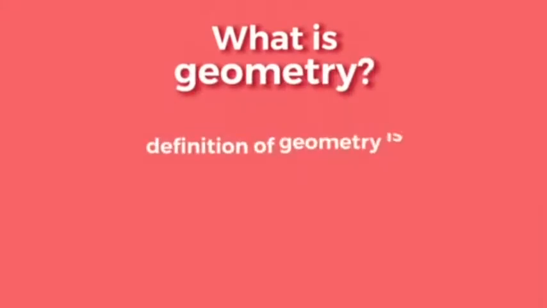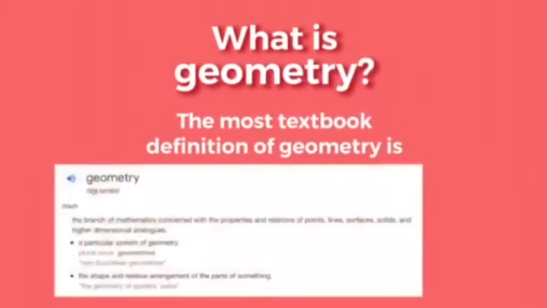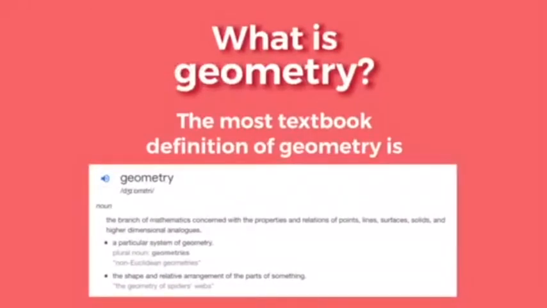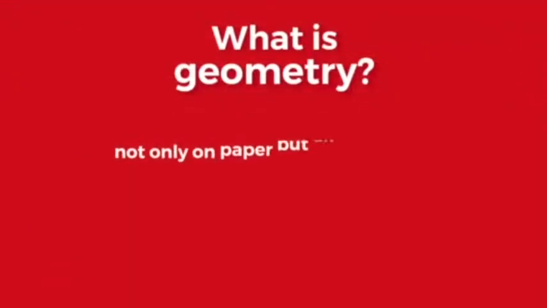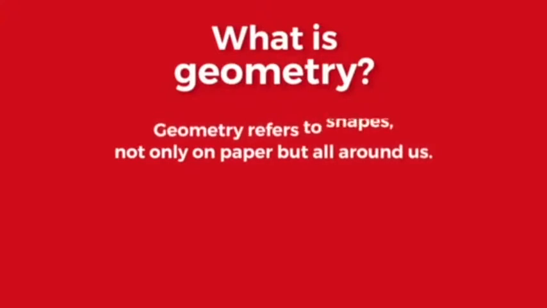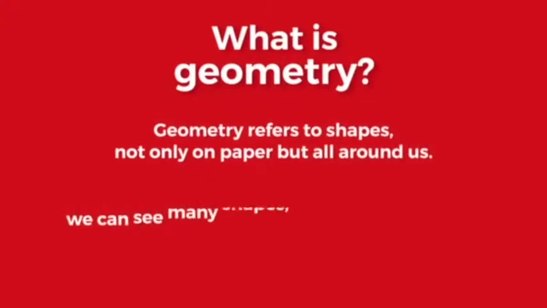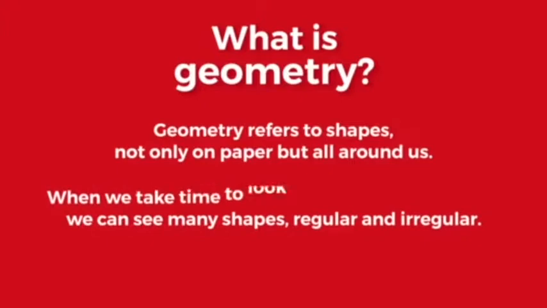The most textbook definition of geometry is the branch of mathematics concerned with the properties and relations of points, lines, surfaces, solids, and high-dimensional analogues. Geometry refers to shapes, not only on paper but all around us. And when we take time to look at all the infrastructure, we can see many shapes, regular and irregular.